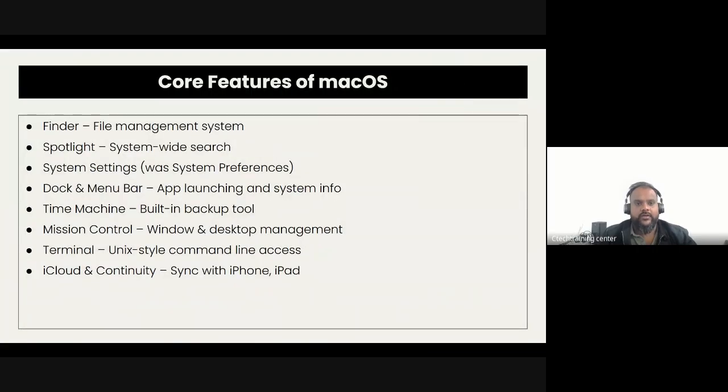Core features of macOS: Finder is the file manager. Spotlight is system-wide search. System Settings was System Preferences. Dock and menu bar are for app launching and system info. Time Machine is the built-in backup tool. Mission Control is window and desktop management. Terminal is Unix-style command line access. iCloud and connectivity is syncing iPhones and iPods.